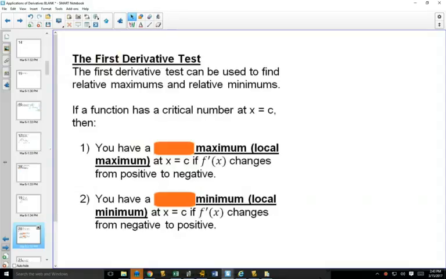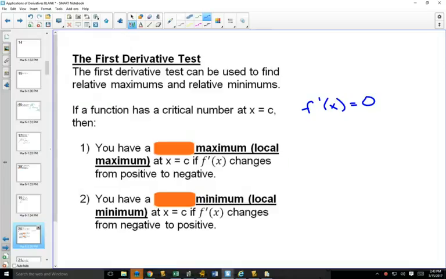So the first derivative test is a test to find out if something is a maximum or a minimum, a local max or a local min. You have to first of all find out that you have a critical number at that point. Usually you find out that that's a critical number because the derivative is equal to 0. Remember, critical numbers were either the derivative was equal to 0 or non-permissible values.